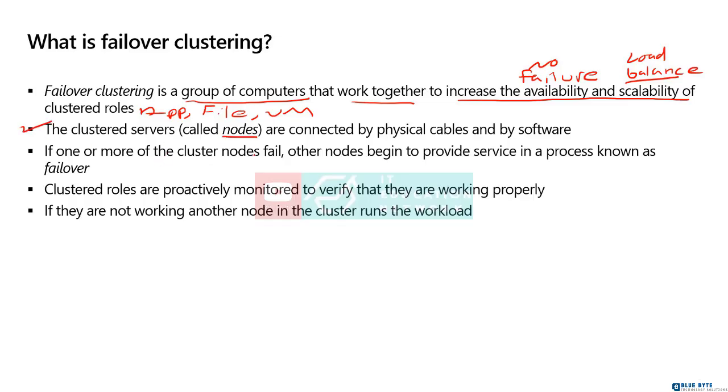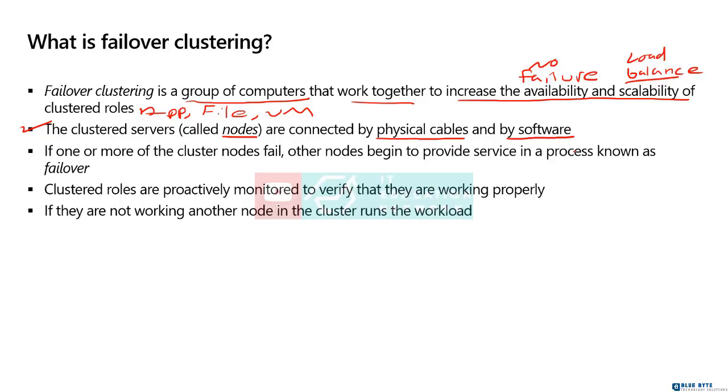Now, whenever we talk about clusters, we don't really use the term server. Your servers will be called nodes. So I'll say I have a 2-node cluster or 3-node cluster. That simply means you have 3 servers in your cluster that host your application or your file server or whatever it is. Now, those servers are just connected to a network, like any server would be. So you'll have physical cables, like Ethernet cables, maybe fiber, and software.